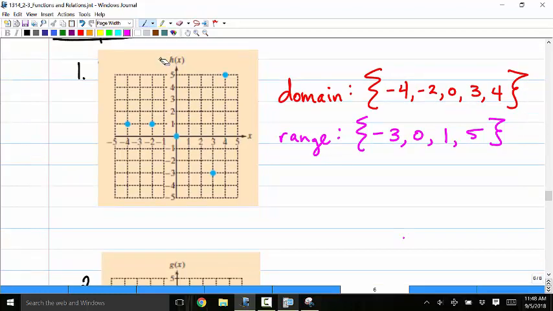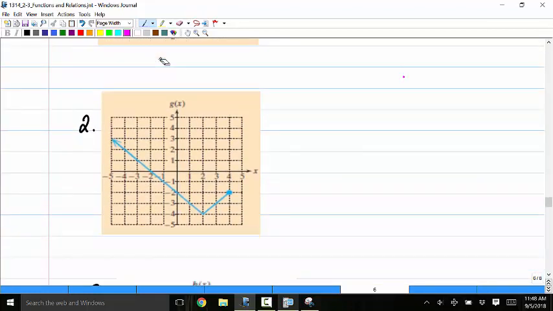What if you're given the graph with line segments and curves? Let's go talk about domain and range this way. Domain, come in from the left. If I were to pick -3, could I find a point on my graph? If I were to pick 1, could I find a point on my graph? If I were to pick 3? If I were to pick 6?